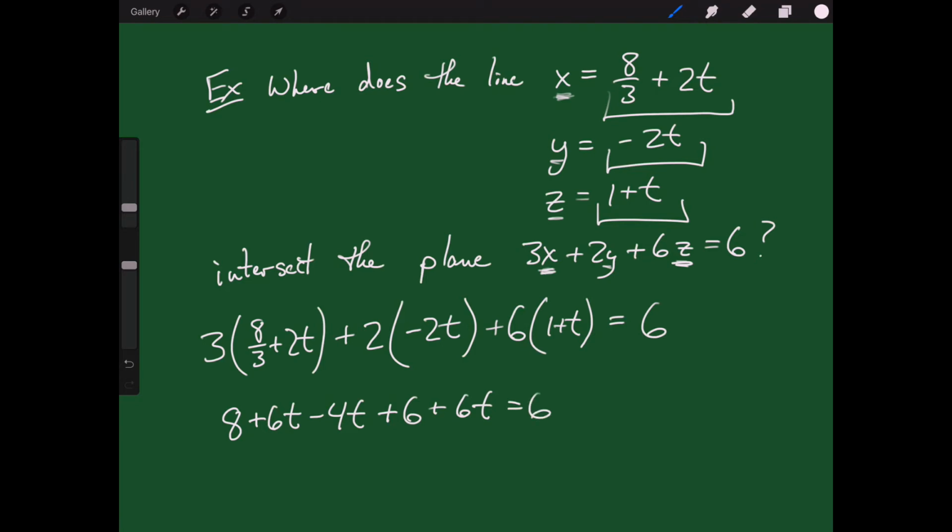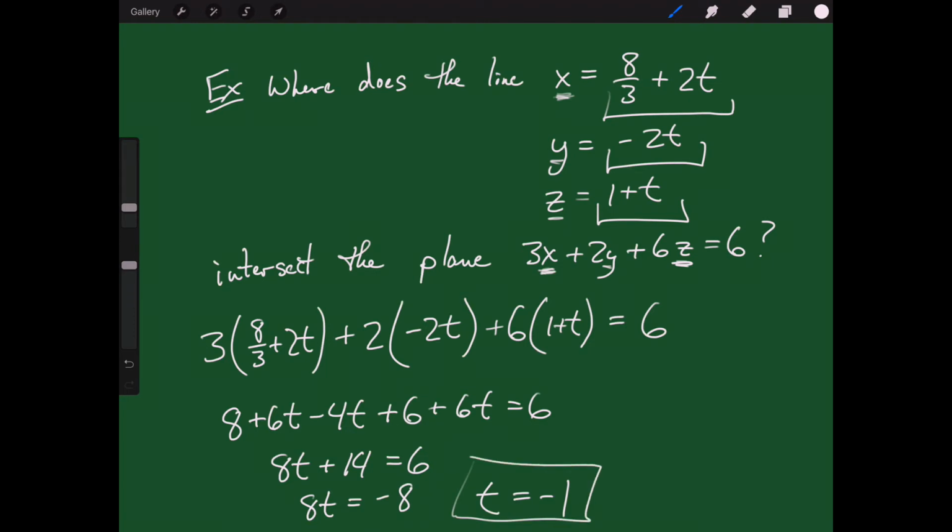Combine the t's: 6 minus 4 is 2, plus 6 is 8t, and then I get 8 plus 6 is 14, equals 6. So 8t is equal to negative 8, and t is equal to negative 1. So now all that's left for me is to plug in t equals minus 1 to this original line and see where I'm at on the original line.